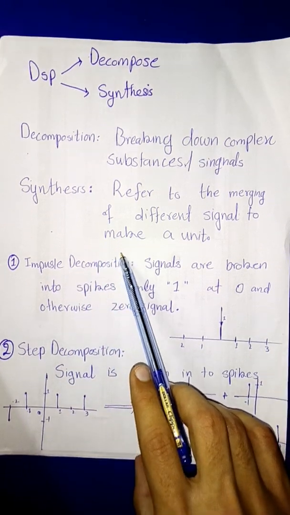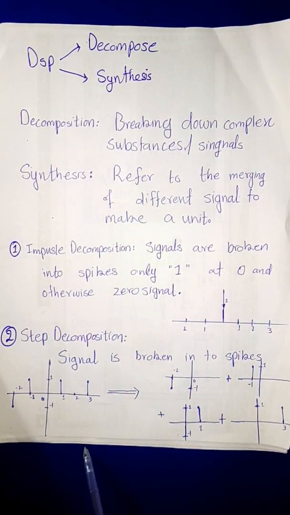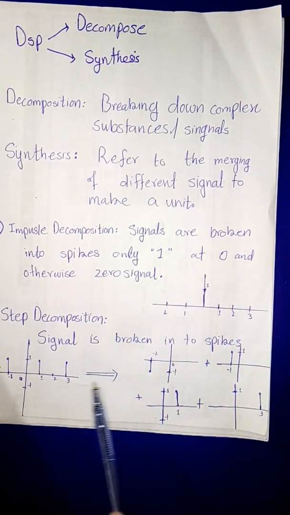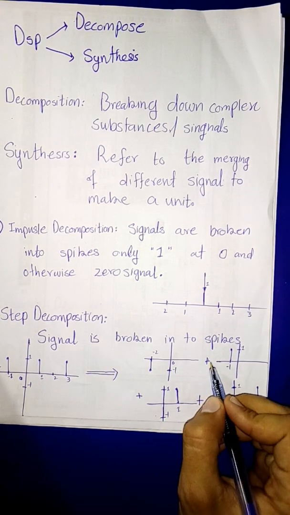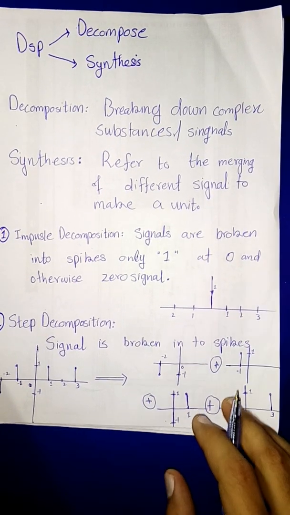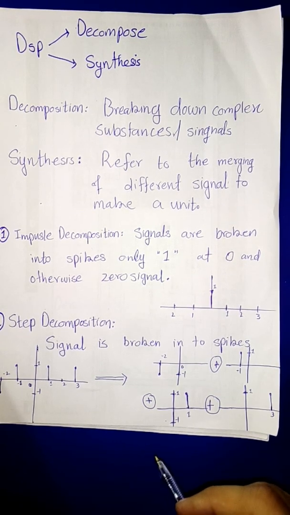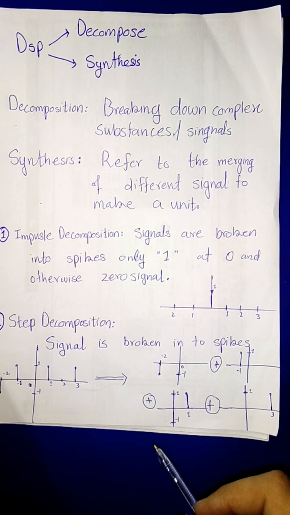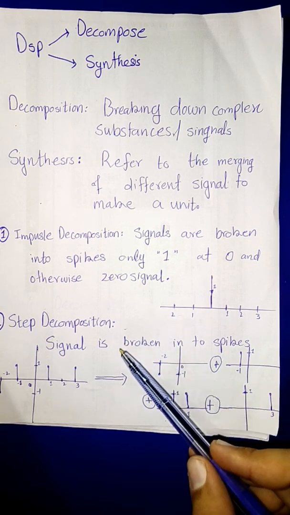Now the second thing that we have is step decomposition. Signal is broken into spikes. For example, if we have this signal, we have a magnitude of 1 at -1 and -1 at -2, and a magnitude of 1 at 1, and at 3 we also have a magnitude of 1. We can decompose them into steps or spikes. These are individual spikes, and if we merge them together, then they will become a single signal. So if we merge them together after performing some operations on them, then we'll get our step decomposition and synthesis.